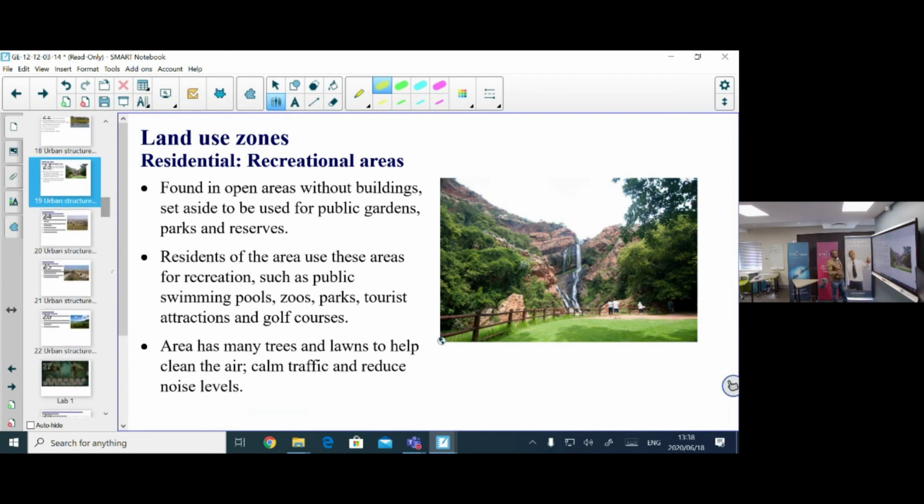Then we have what we call the recreational areas. The recreational areas are those areas where people go for leisure and so forth, found in open areas without buildings, set aside to be used for public gardens, parks, and reserves. Residents of the area use these areas for recreation, such as public swimming pools, zoos, parks, tourist attractions, and golf courses. The area has many trees and lawns to help clean the air, calm traffic, and reduce noise levels.